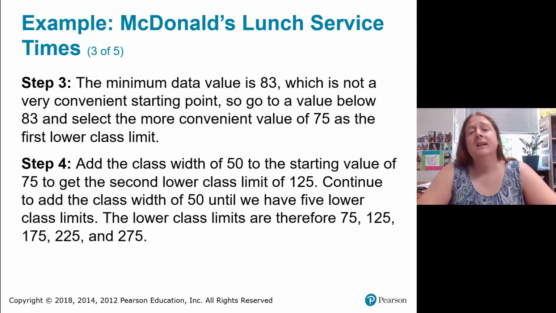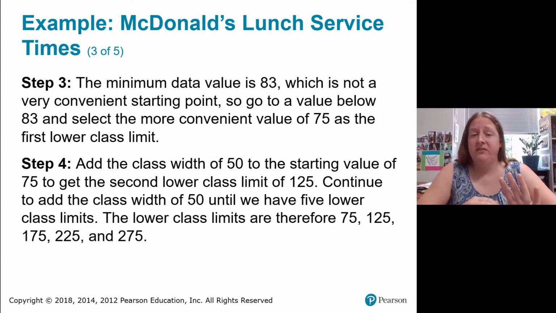All right. So once we've decided where we're going to have our lowest lower class limit, we're going to choose 75 here. We're going to add our class width to that. So 75 plus 50 gives me 125. That's my next lowest class limit. Then I'll take 125 and add 50 to that and get 175. I'll take 175 and add 50 to get 225. And I'll take 225 and add 50 to get 275.